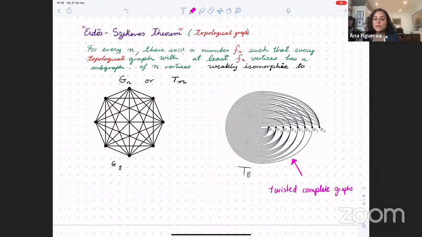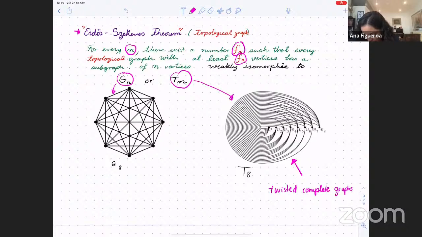Yes. So János Pach and Géza Tóth proved this other result that we call the Erdős-Szekeres theorem, but for topological graphs. It says that for every n, there exists a huge number of vertices such that every topological graph with at least that number of vertices has a subgraph of n vertices, weakly isomorphic to this topological graph, the twisted topological graph.